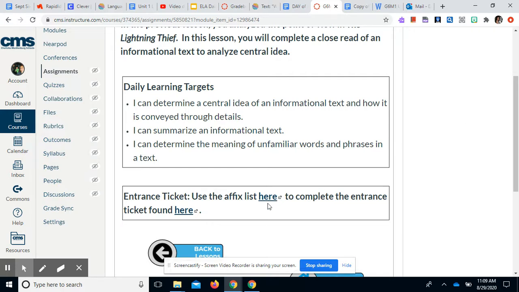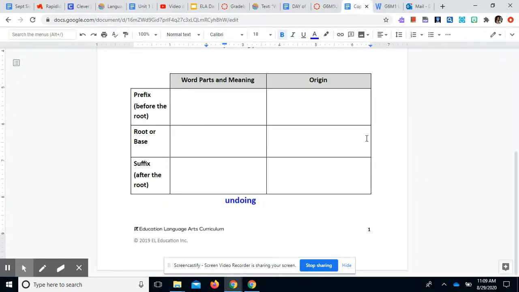And you needed to reference the affix list, which I will show you, and make a copy of the entrance ticket. So we just did this in notebooks, and so I would encourage you to do the same. I first wanted to talk about word parts. So that's what this entrance ticket is all about, identifying word parts and each word part's meaning and the origin.